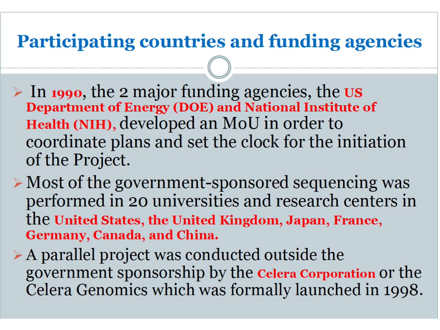So now I will discuss the participating countries and funding agencies. It was started in 1990 in the USA with the help of the Department of Energy, that is DOE, and the National Institutes of Health, NIH. Then other universities around the world from different countries like UK, Japan, France, Germany, Canada, and China were also involved in the Human Genome Project. And apart from these universities, a private company, Celera Corporation, was also involved in the Human Genome Project.